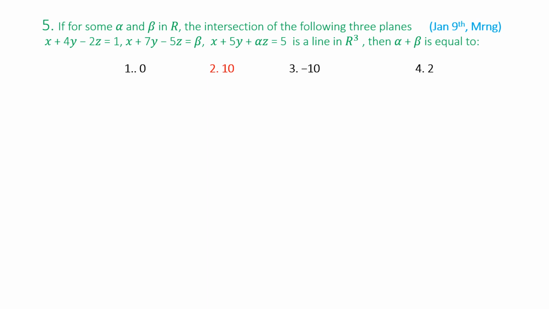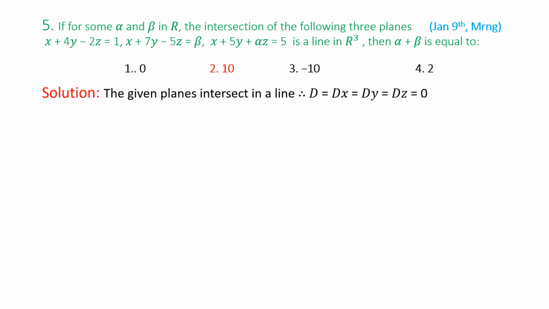Here we observe that the given three equations represent three planes. We know that intersecting any two planes at one place, we get a line. So here the equations represent planes. Now this system can also be solved by using the matrix method also. Now we go to the solution. The given planes intersect in a line.